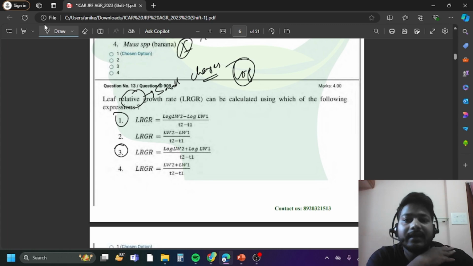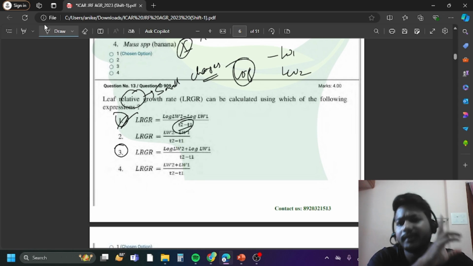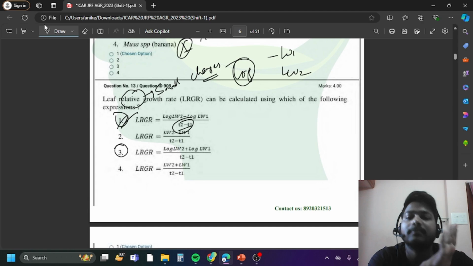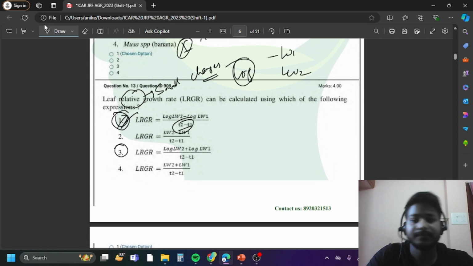Leaf relative growth rate means I'll be taking two readings, LW1 and LW2. Obviously it is minus, as in option number 1, because I will not add. So the correct answer is LRGR equals log LW2 minus log LW1 divided by T2 minus T1, in two time ranges. See, I didn't know but I identified the answer. So this is how you can also do it.